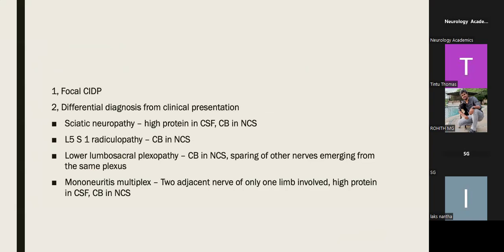Differential diagnosis, at least 2 of these will be enough. So the differential diagnoses to be considered are sciatic neuropathy, because both tibial and peroneal nerves are involved. But then there is high protein in CSF and a conduction block in NCS, which is against the diagnosis. And L5S1 radiculopathy may also be considered, but there is conduction block in NCS. And the lower lumbosacral plexopathy, excluding this diagnosis, the evidence will be conduction block and sparing of other nerves emerging from the same plexus. Mononeuritis multiplex, or two adjacent nerves of only one limb are involved, with high protein in CSF and conduction block in NCS in this particular case.